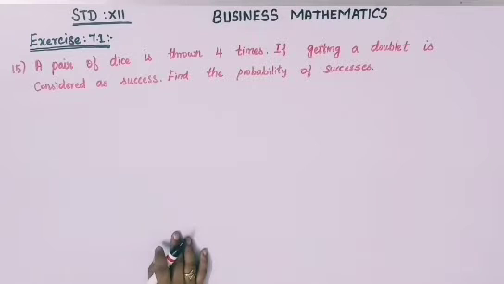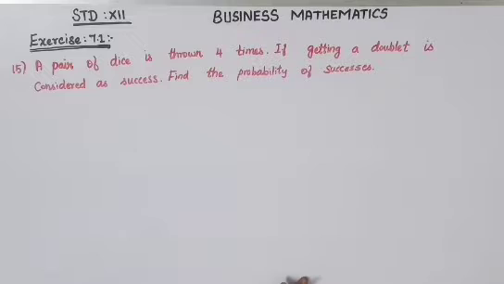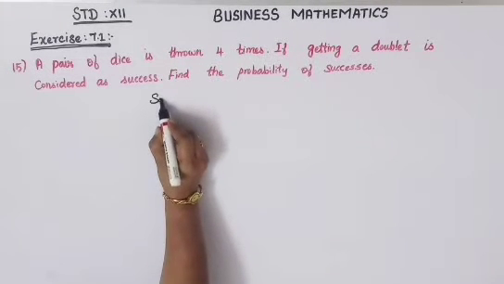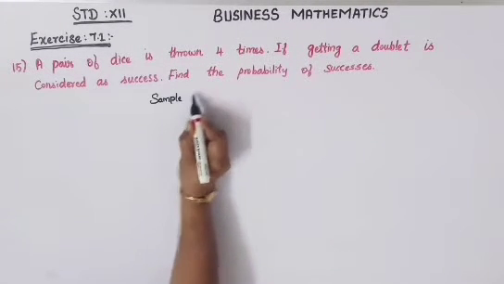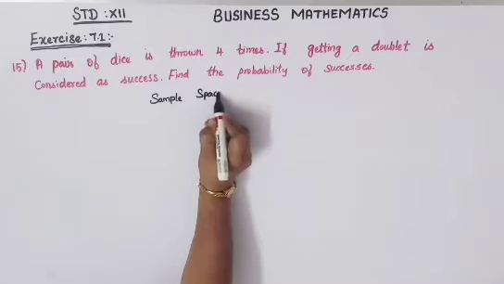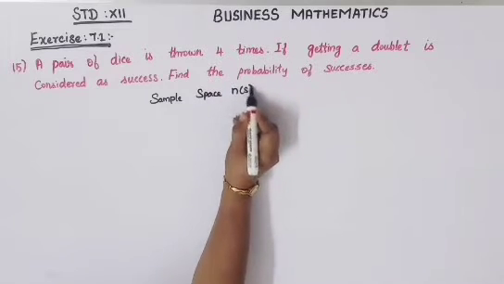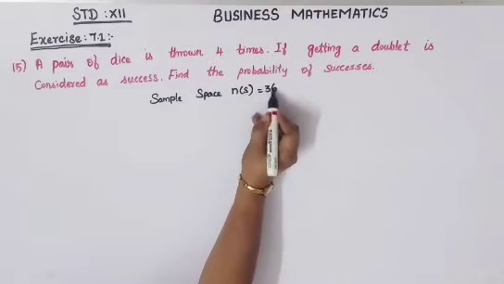Standard 12th Business Mathematics, Exercise 7.1, 15th question. A pair of dice is thrown 4 times. If getting a doublet is considered as success, find the probability of 2 successes. When a pair of dice is thrown, you will get a sample space n(S) equal to 36.